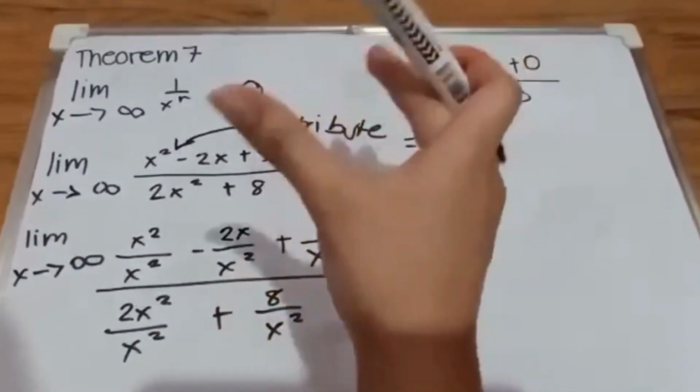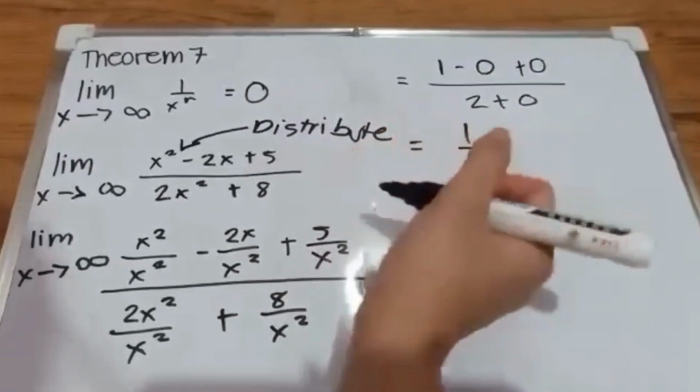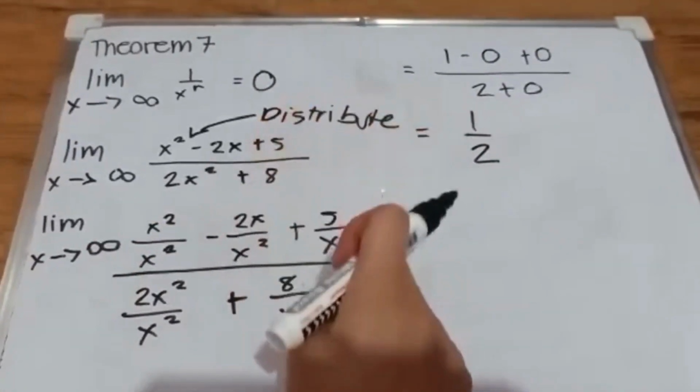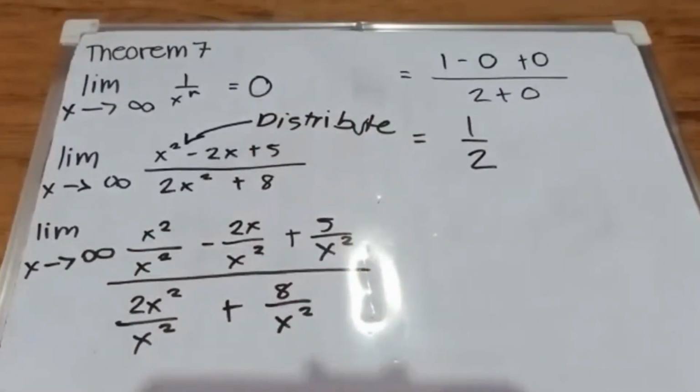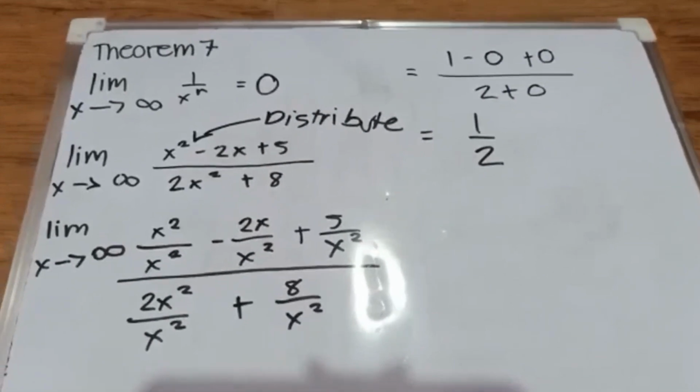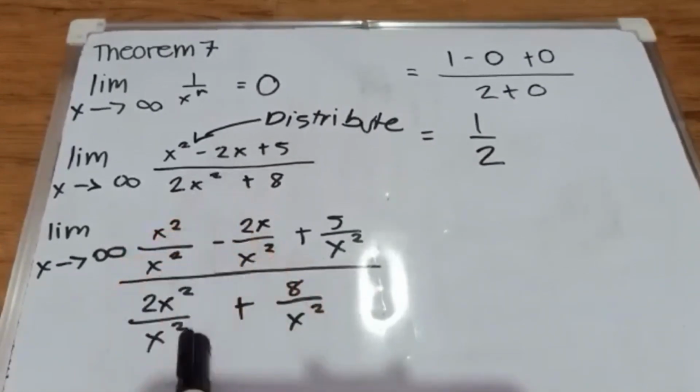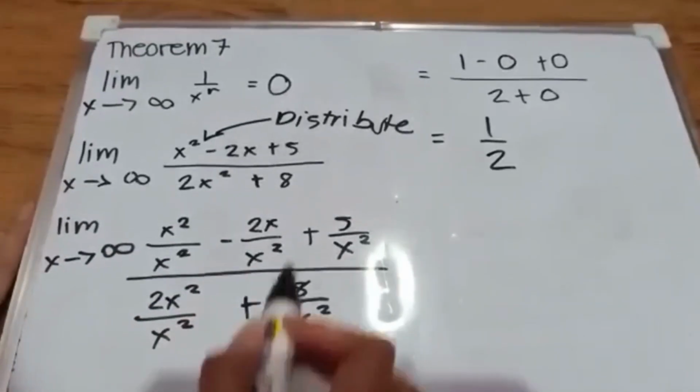So, 5 over x squared. Tapos, yung 2x squared magiging 2x squared over x squared. And then yung 8 magiging 8 over x squared. So, lahat na may mga over na ganyan, ang magiging value na niya is 0.